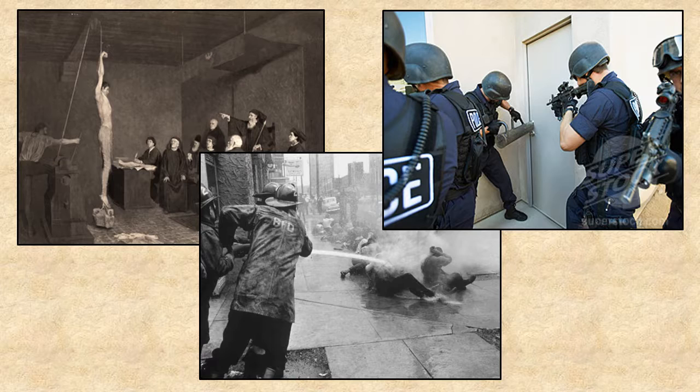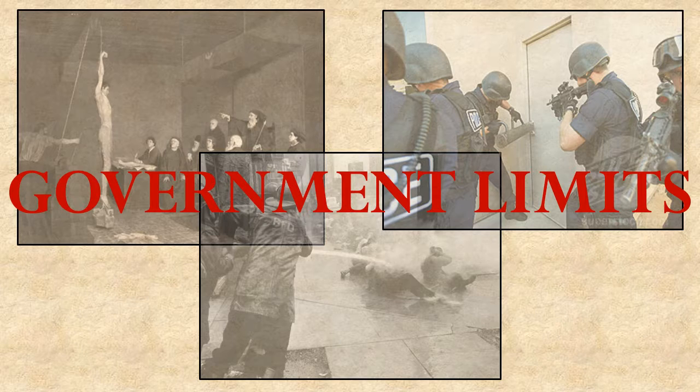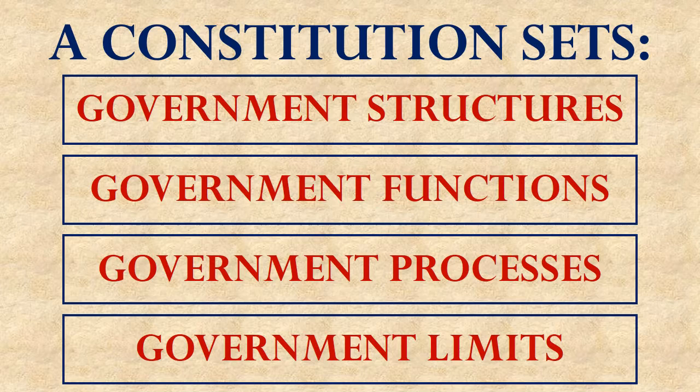Now, what these pictures illustrate are things that we may not want our government to be engaged in. And a constitution allows us to prevent the government from engaging in such things by allowing the setting of limits on government. In other words, putting things outside the government's power. So that provides the fourth thing that a constitution does, is it sets limits on the power that government possesses.